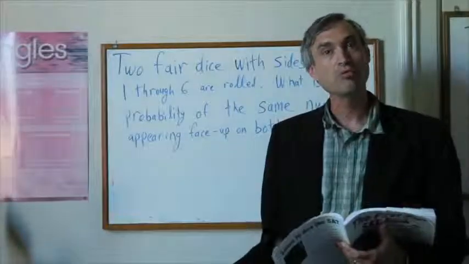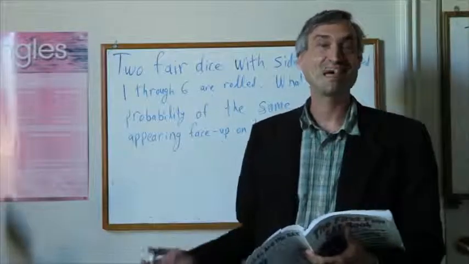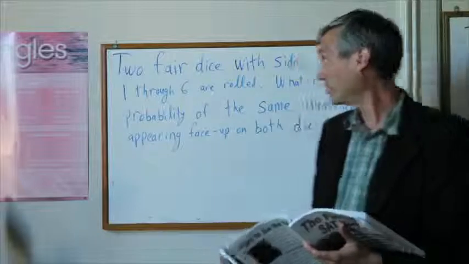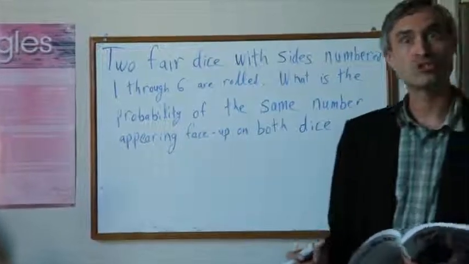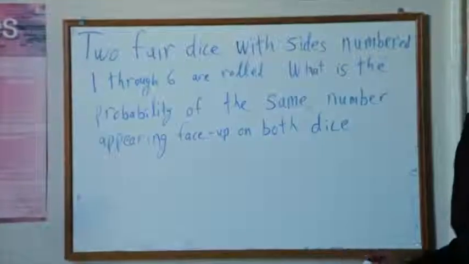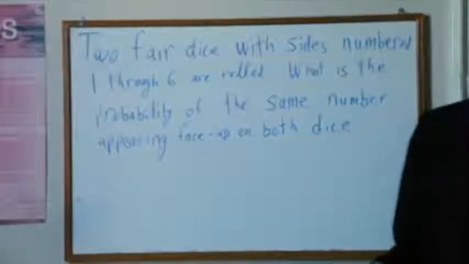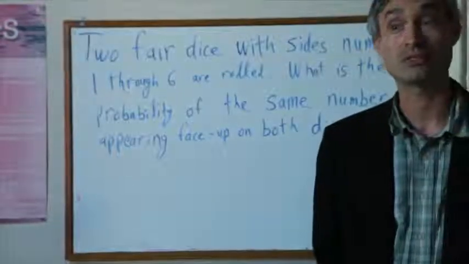Here's another problem that can be solved using the basic definition of probability. Let's take a look. 2 fair dice with sides numbered 1 through 6 are rolled. What is the probability of the same number appearing face up on both dice?